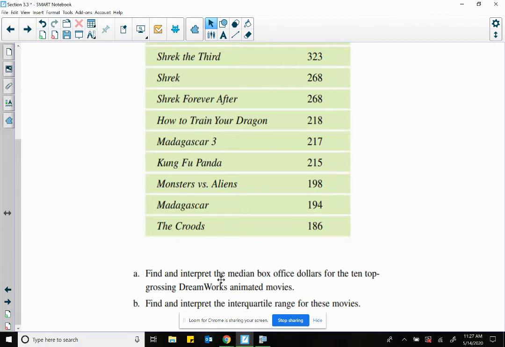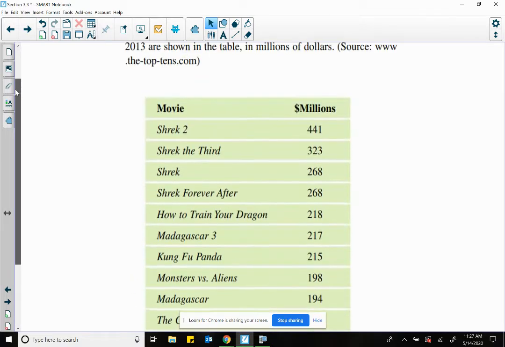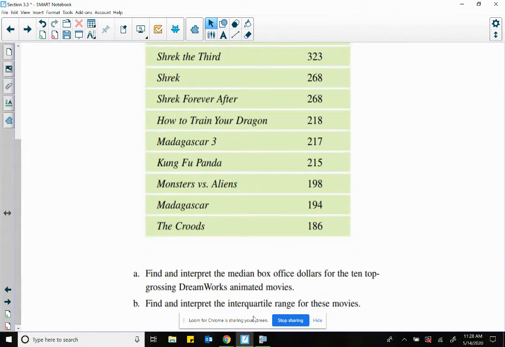This is just like what we did in 3.1, where you found the mean and told me what it meant, and found the standard deviation and told what it meant. But because this data is skewed, we're going to talk about the median and the interquartile range.